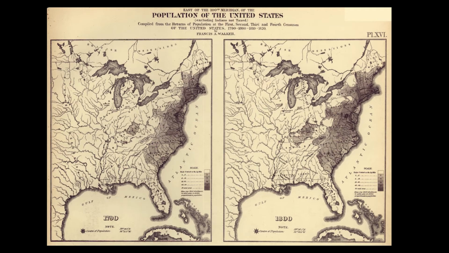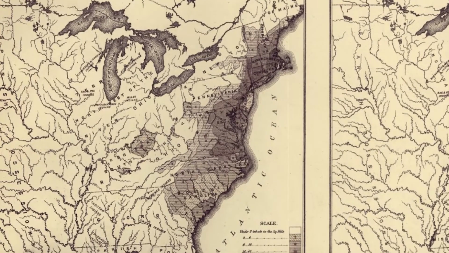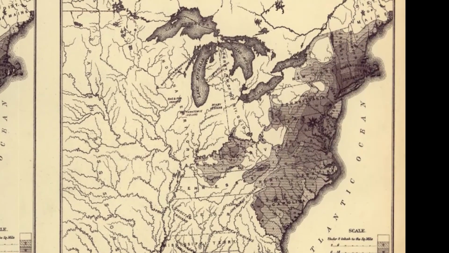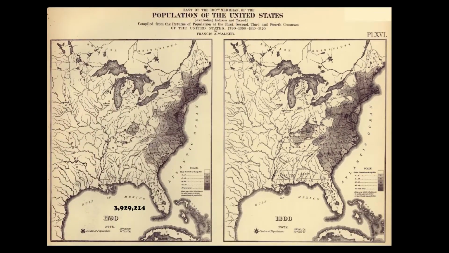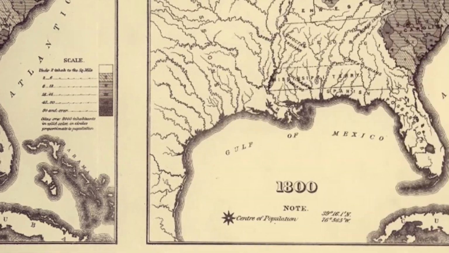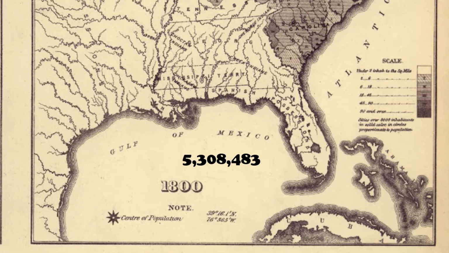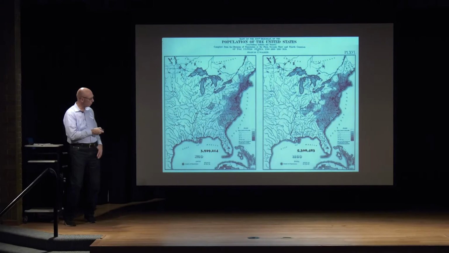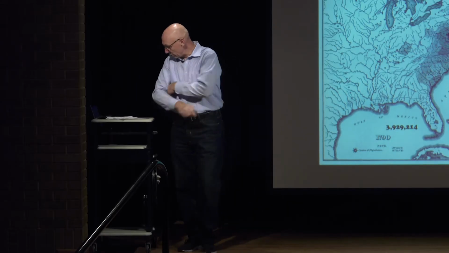In 1790, the Mid-Atlantic states in the northeast heading into the south. 1800, again, northeast, a little bit spreading west into Pennsylvania, the Ohio Valley. In 1790, nearly 4 million people were in the United States. In 1800, it jumped to 5.3 million people. So this being, what, a 35% increase? Well, we're not done yet.